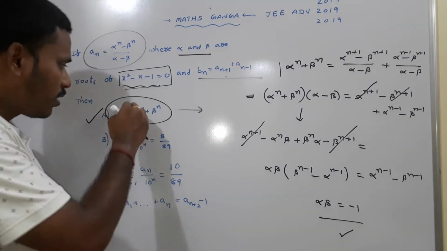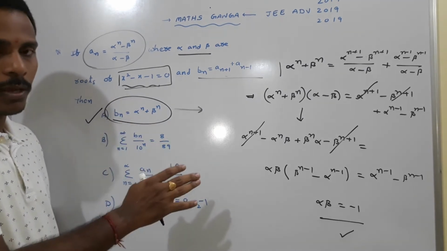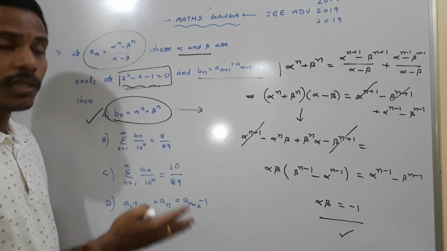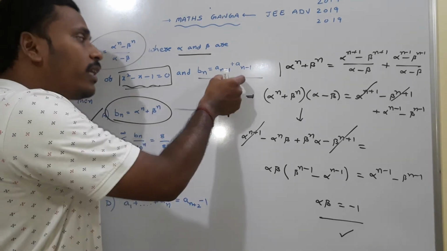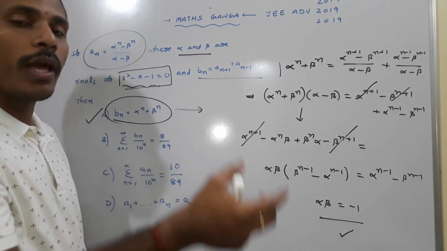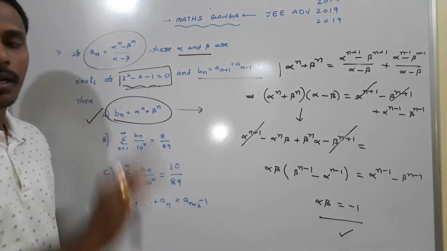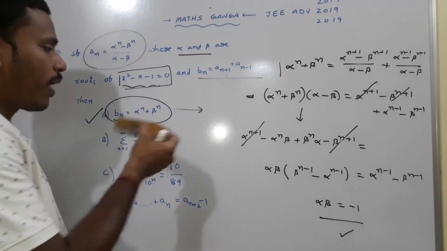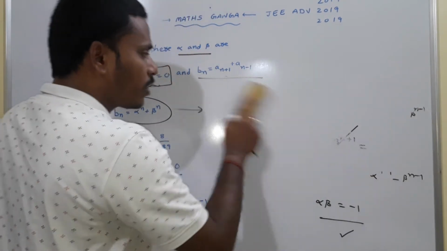Since I have options here, this is the best way to analyze whether it is true or wrong. If we don't have any options here, then there is no chance to check like this. At that time, we will start with the right hand side and try to simplify to arrive at something in terms of alpha and beta. But we have options here, so this is the direct and simple way of analyzing whether option A is true or wrong. That is the first option.